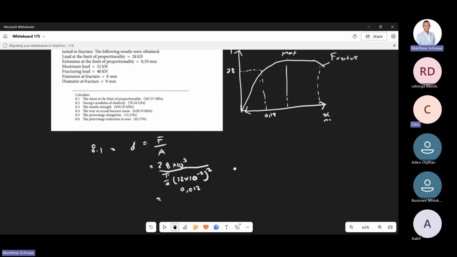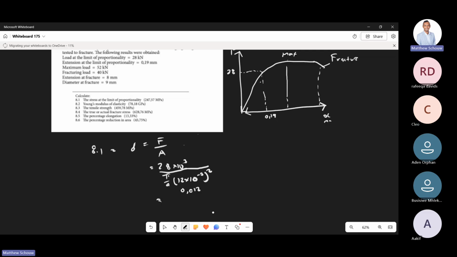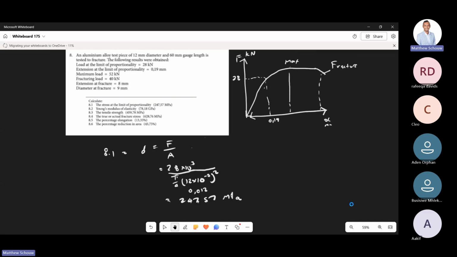Is it 247.57 MPa? Yeah, there we go. Can we confirm Cleo's answer? I don't trust her, right? I want 2 other students to tell me. That's megapascals, no? Should I calculate it for you, students, or are you guys good? For me to calculate it, you can just say yes. If not, then you can just give me the answer.